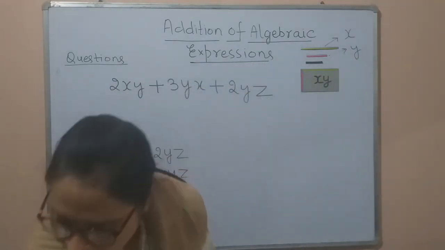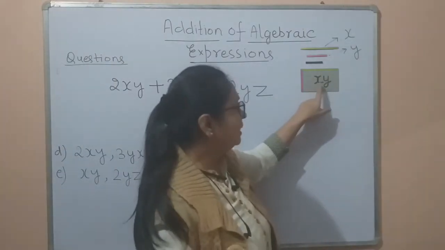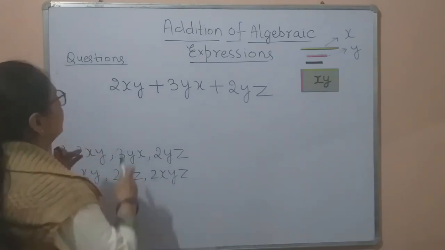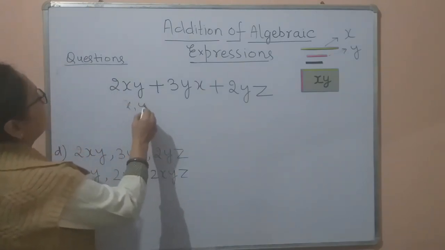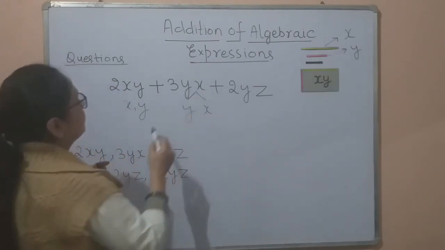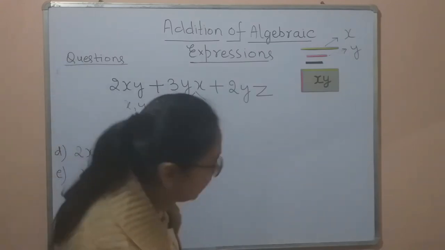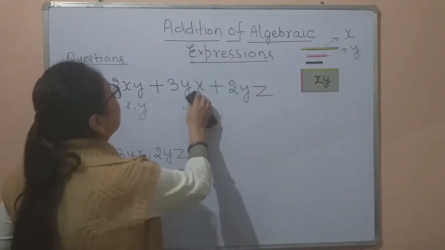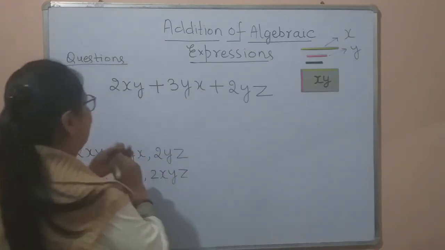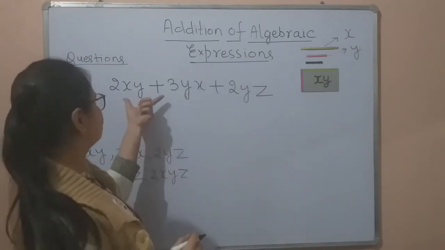Now yx, xy, and yx, you can see we have algebraic expressions. Here we have x and y, and here also x and y. That means, what do we understand? They both are the same. They are like terms. 2xy and 3yx, both of them are like terms.